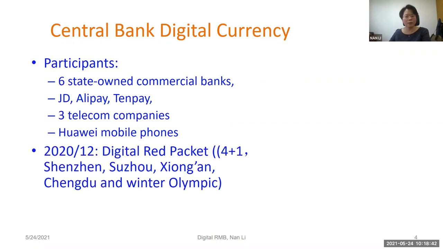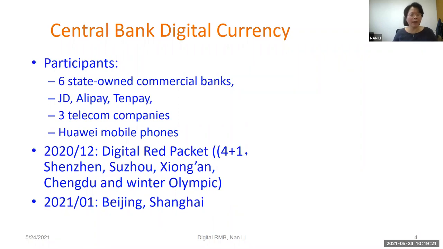And then the test was carried out on a larger scale in December last year, by sending out so-called digital red packets, 数字红包, in four cities: Shenzhen, Suzhou, Xiong'an, and Chengdu. And it will also be implemented in some places at the Winter Olympic Games that will be held next year. Then early this year in January, this trial was extended to Beijing and Shanghai and some other cities. Up till now, I think people in 12 cities have experienced the digital yuan.